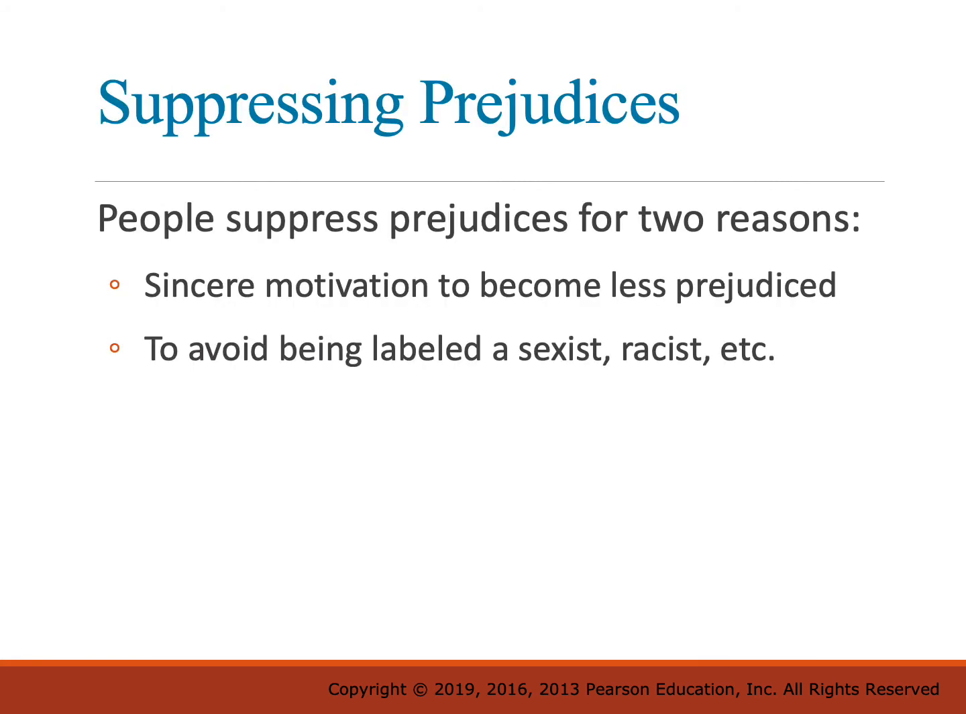So let's talk about suppressing prejudice. People will suppress prejudices for two reasons. One is they have a sincere motivation to become less prejudiced, right? So they're really trying not to be prejudiced, or they just don't want to be labeled. So that second reason would be to avoid being labeled as sexist or racist, etc. They just don't want to be politically incorrect.